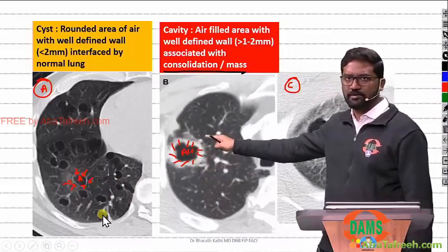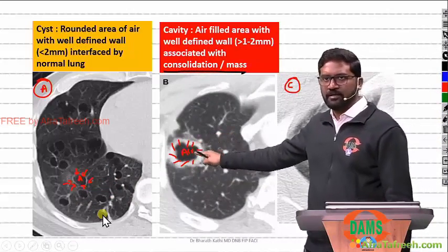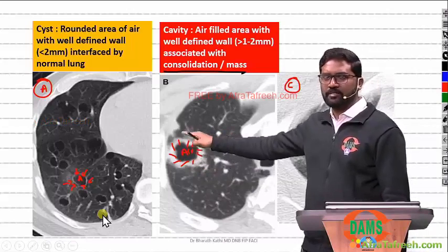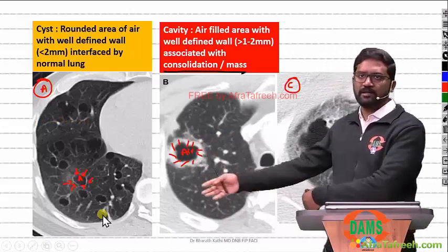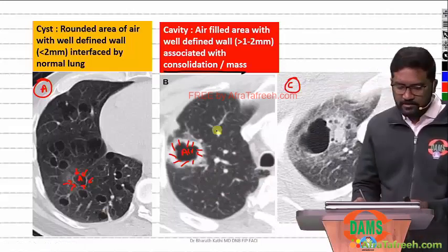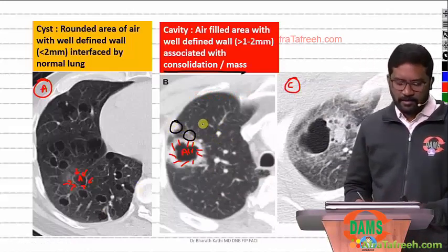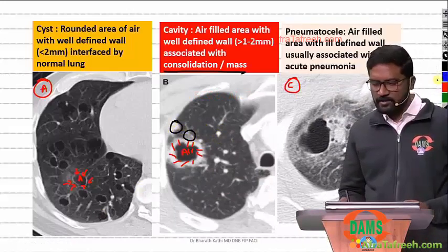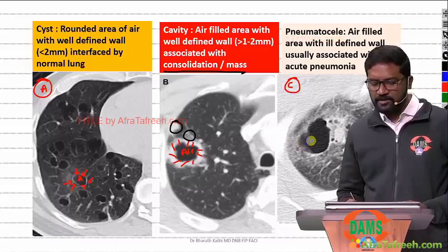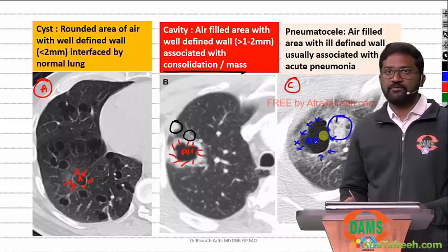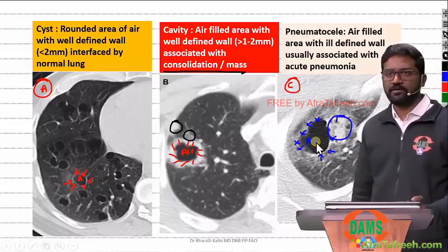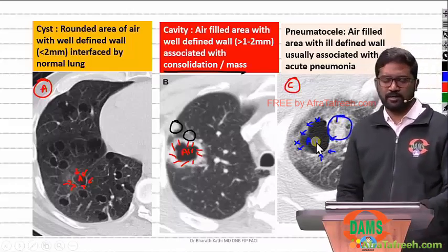So there can be previously in this area consolidation. Now it has cavitated, or there can be some mass. It can later cavitate. So here also you can see surrounding this there is some consolidation. Then what is meant by pneumatocele? This is an air-filled area and there is no proper wall. So you can see wall only up to here. This everything is not proper wall, and it is usually associated with some ongoing pneumonia, acute pneumonia especially.